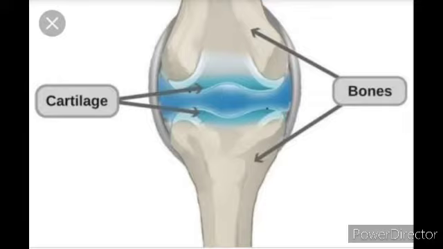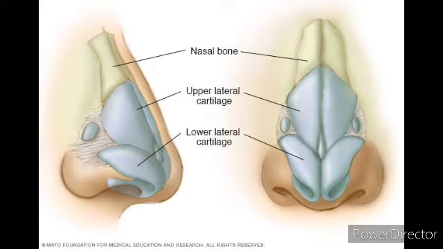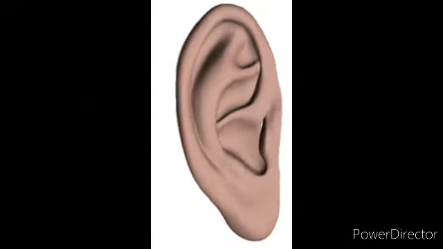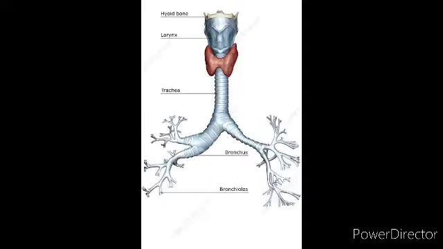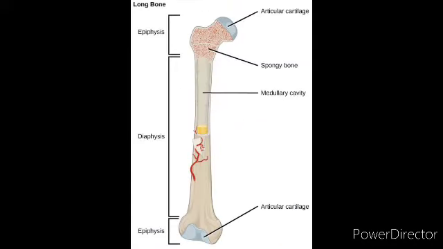Cartilage, another type of connective tissue, has widely spaced cells suspended in proteins and sugars. It is found in the nose, ears, rings of the trachea, and at the end of long bones to give flexibility.